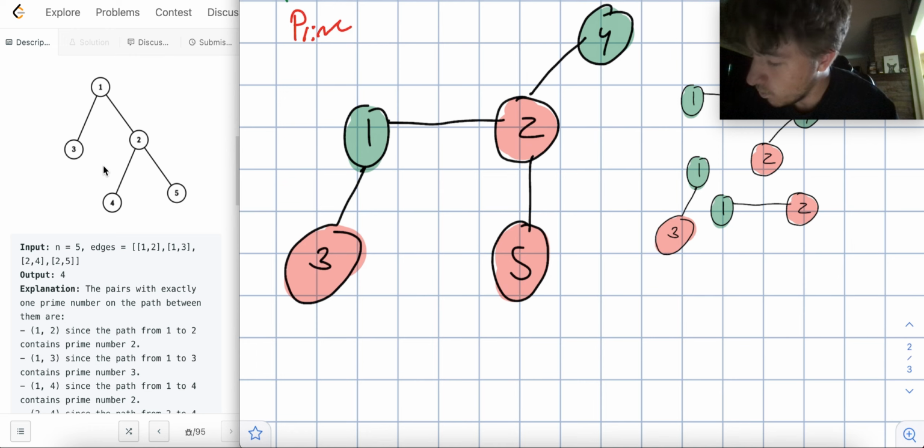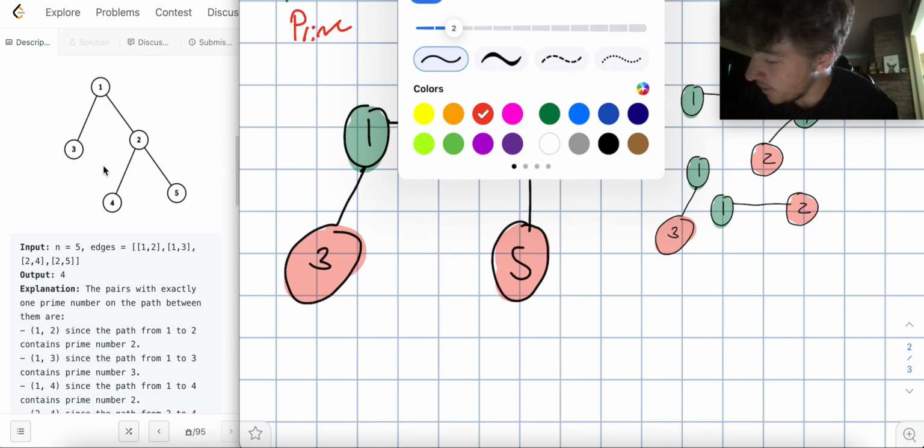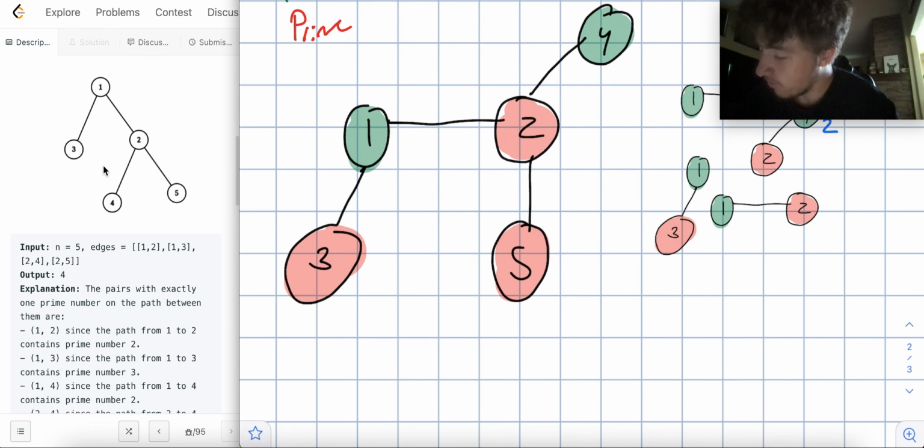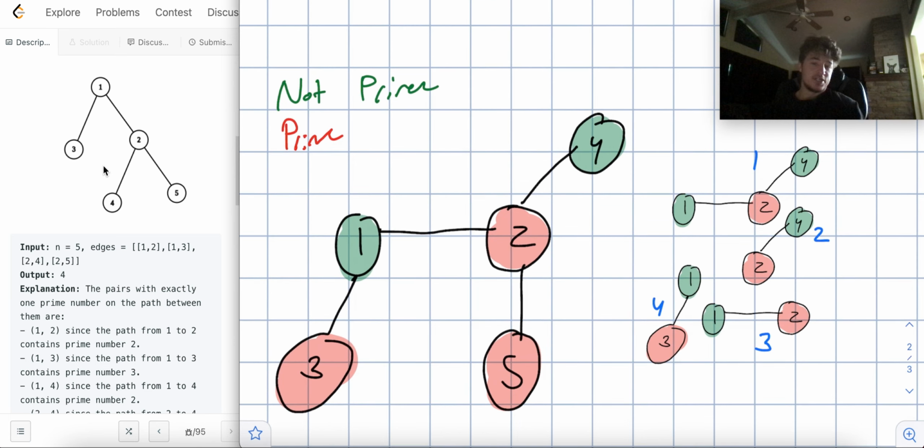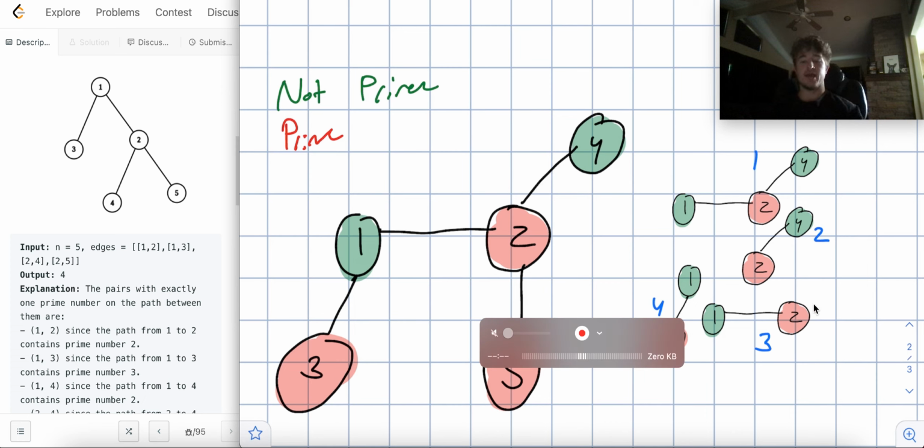Path number 1 here, 2 here, 3 here, 4 here. Okay, so those are our paths. Makes sense, pretty simple, right? And then you'll notice that the situation's all true, right? We have 1 prime in each path.